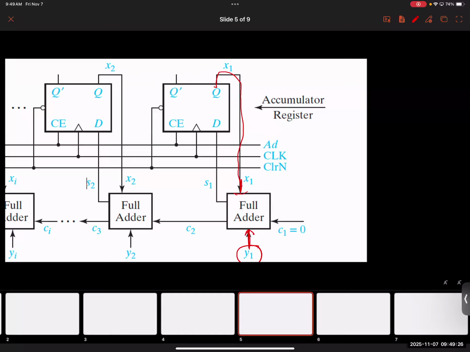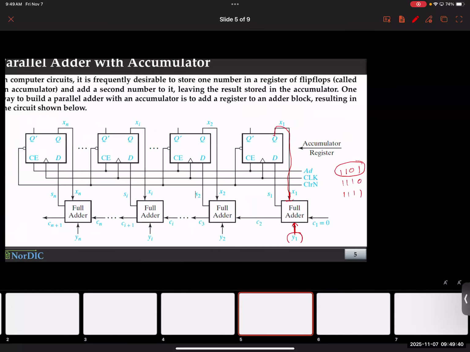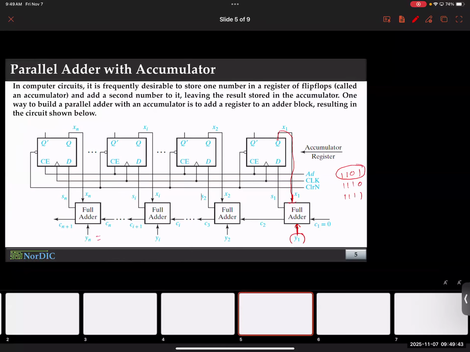Okay, forget about X and Y. Take numbers 1101, 1110, 1111. So I want to first load this number 1101. What should I do? Let me show you. I will set this 1, 1, 0, 1. This is Y, but I'm gonna set X equals Y. You see my point here?